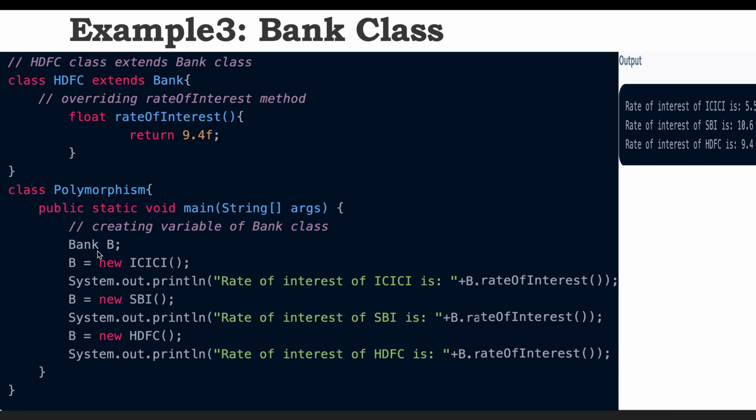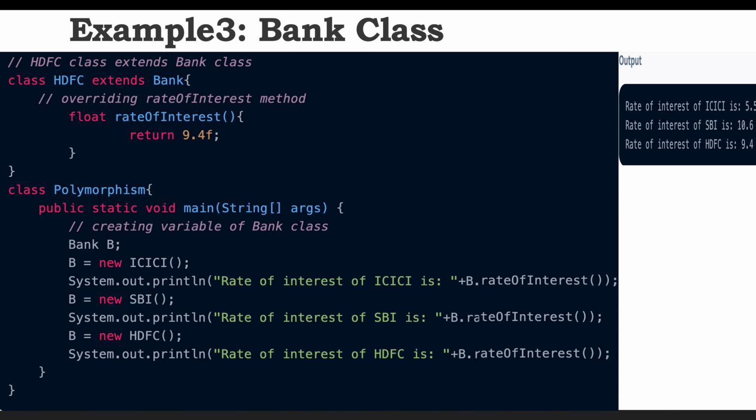So if you see here, in all the examples we have seen, the same variable is behaving differently based on the different types of assignment. This same variable is behaving like an ICICI, this B variable is again behaving like an SBI in this case, and in this case it is behaving like an HDFC. So the same variable is behaving differently as per the situation. This is called polymorphism, and since this decision is made at runtime, it is called runtime polymorphism.